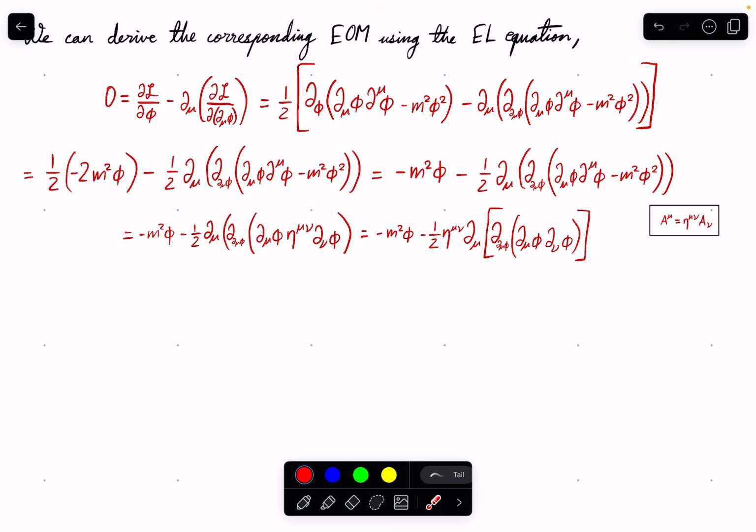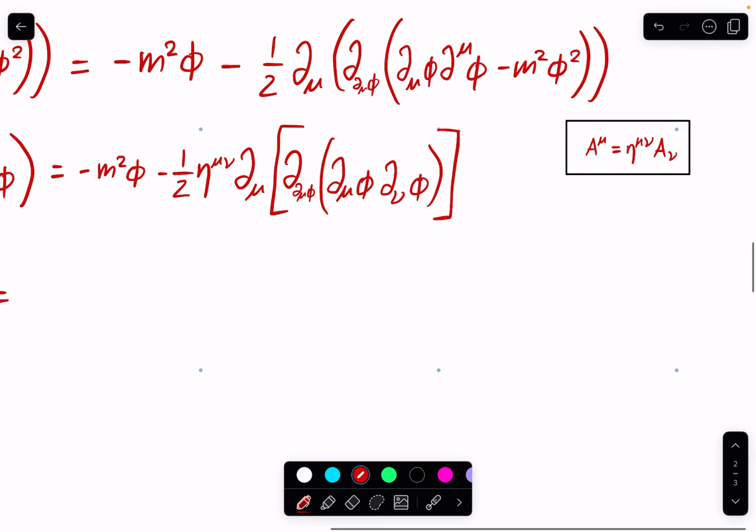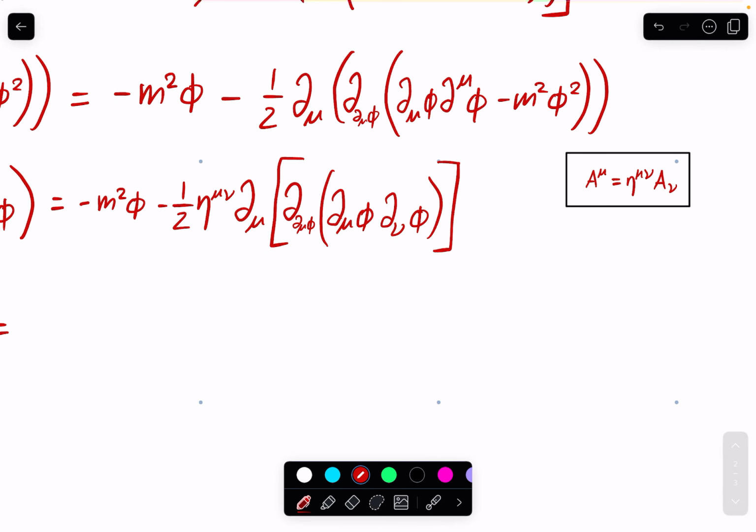So now what we're going to do is use the product rule to expand this. So just to recall the product rule. Product rule says that if you have the partial derivative of a and b, then that's equal to partial derivative of a times b plus a times the partial derivative of b. So this is the product rule, and we're going to use it.